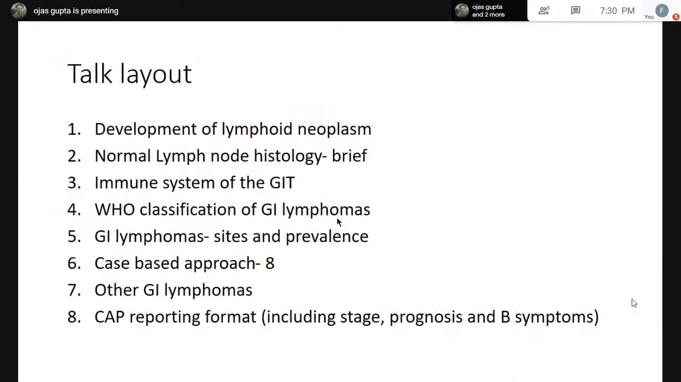So, this topic of GI lymphoma, I'll be discussing briefly. I'll be discussing 8 points, starting from the development of lymphoid neoplasm. I'll cover normal lymph node histology, immune system of the GIT, WHO classification of GI lymphomas, the sites and prevalence of GI lymphomas, and then I'll shift to a case-based approach, which will include 8 common cases related to GI lymphomas. Then I'll cover the very rare entities very briefly. And finally, I'll talk about the CAP reporting format, which will include staging, prognosis, and B symptoms.